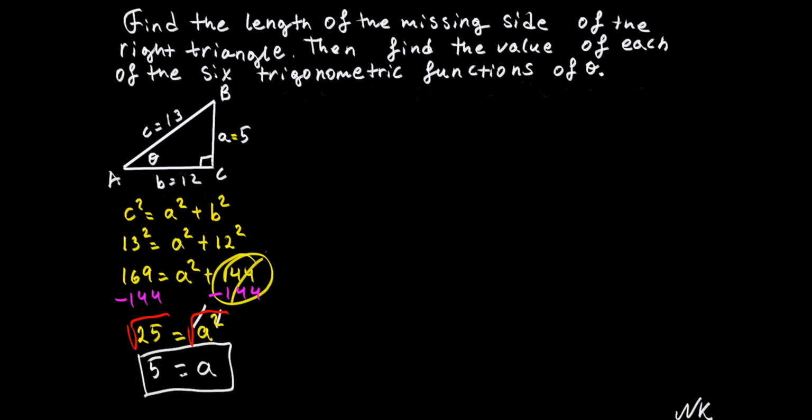Now that we have all three sides of the triangle, we can find our trigonometric functions of theta. Our angle theta is inscribed inside of angle A, so side a is the opposite side to angle theta. Side b is the adjacent side to angle theta, and side c is still the hypotenuse. Now that we have all the relationships and measurements figured out, we can set up our trigonometric functions.